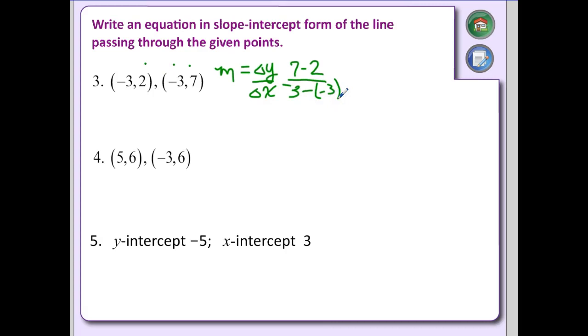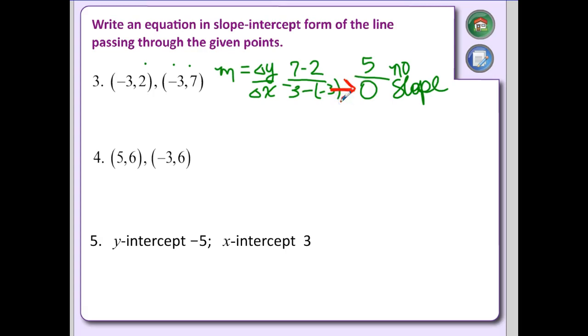Well, what's going to happen there? If I do 7 minus 2 in the numerator, what do we get? We get 5. What's negative 3 minus negative 3? 0. Ooh, 0's in the denominator. If 0's in the denominator, what do we know? Well, there's no slope. Which line has no slope? A vertical line has no slope. The reason it's no slope is because the 0's in the denominator.